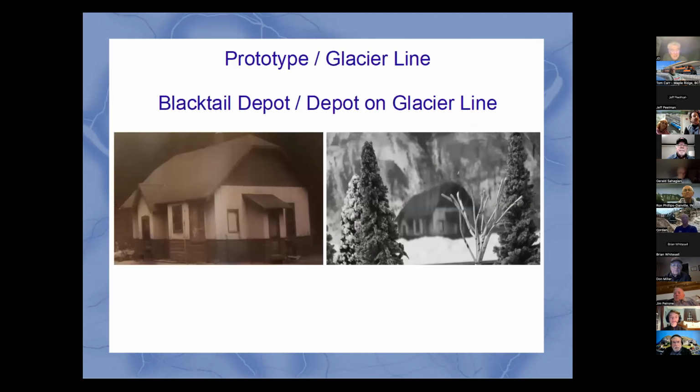This is the Blacktail Station. It was high up in the mountain too, higher up than Essex. Maintenance of way people stayed in these places, because trying to maintain railroad tracks in a mountain setting requires a lot of workmen. So this was one of the many stations that were there at that time. And since this station is long gone, now it's kind of just sitting in the background, abandoned on the Glacier Line.